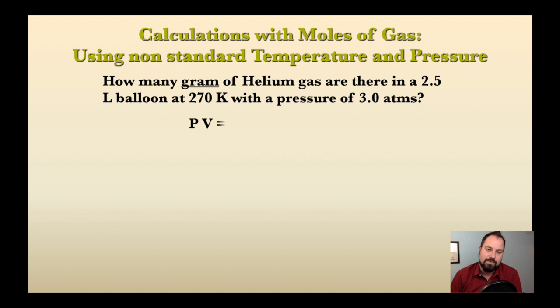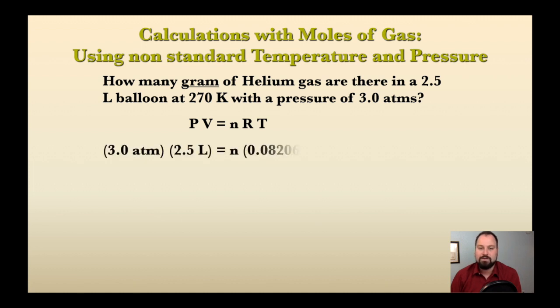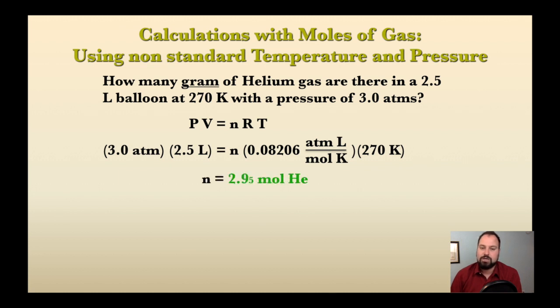So let's get into it, which is this time we're going to start from PV equals nRT because we need the moles to get to the grams. So our pressure and our volume and our temperature are given. So let's input all of those things along with the gas constant. And this time n, our moles, stays by itself. Plug and chug, and we're going to get 2.95 moles of helium.